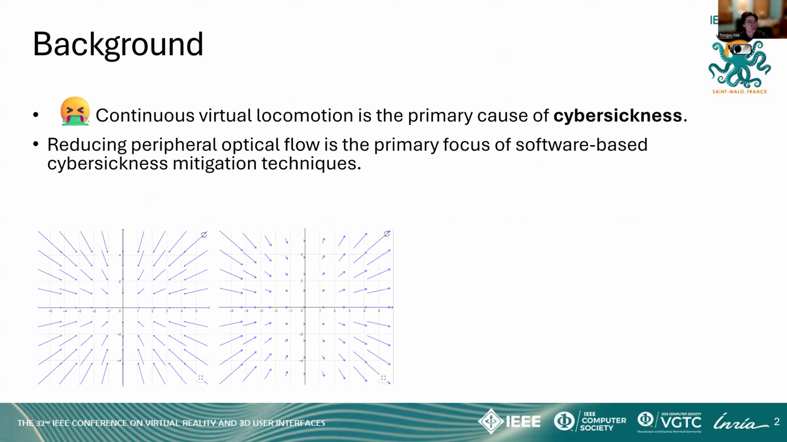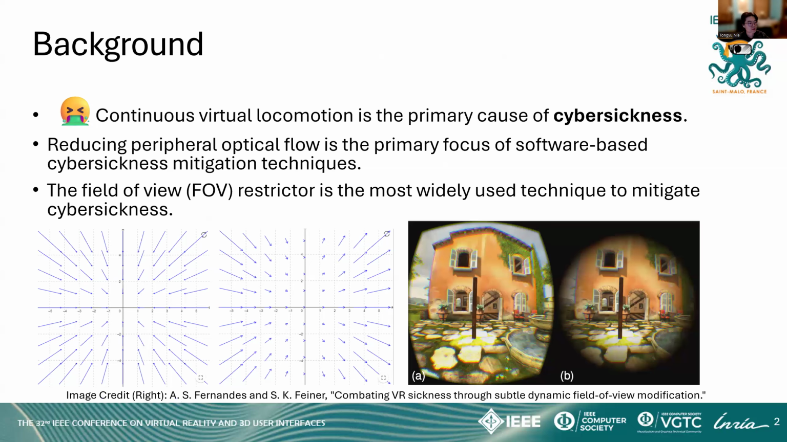The peripheral vision plays an important role in motion perception because it is more sensitive to motion. The primary focus of software-based techniques is to reduce optical flow in the periphery. Currently, the field of view restrictor is the most widely used cybersickness mitigation technique. An FOV restrictor eliminates peripheral optical flow by turning the outer ring of the field of view black.